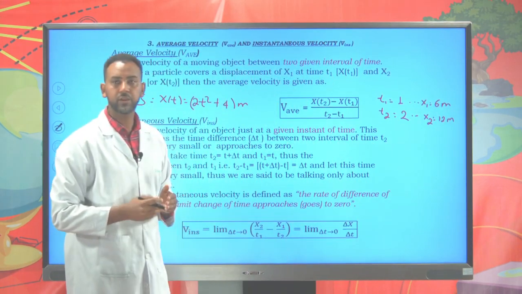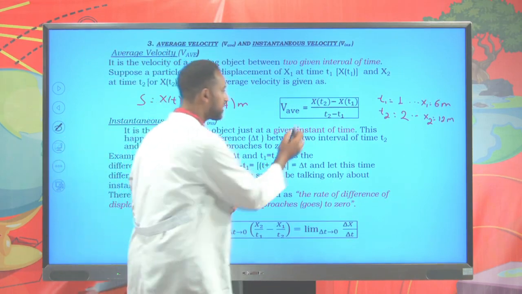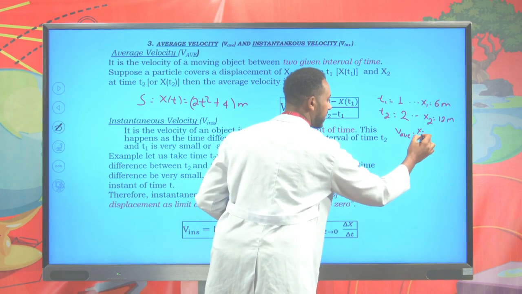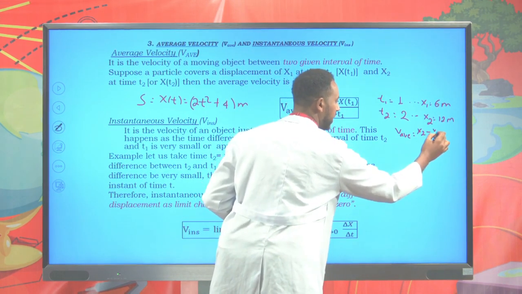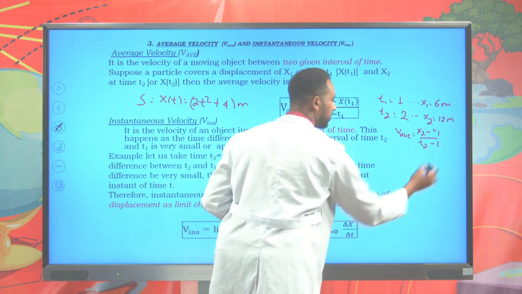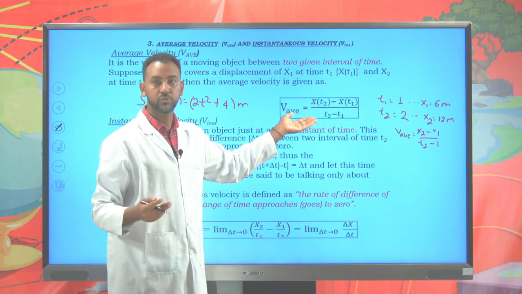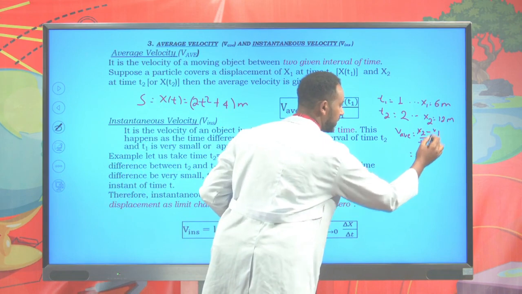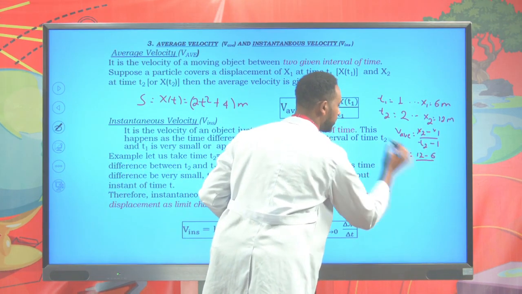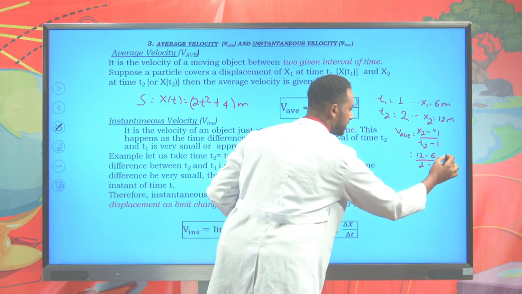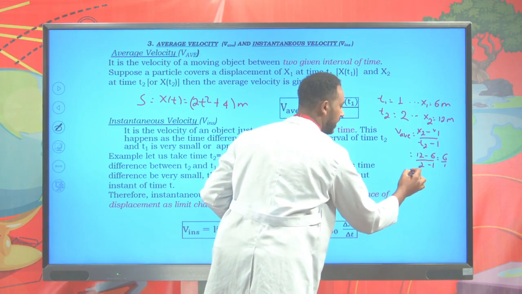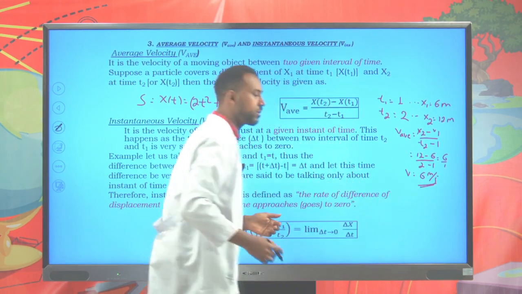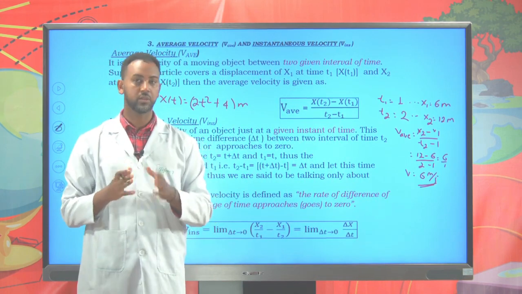Therefore, the average velocity between the two time intervals is x2, the displacement at time t2, minus x1 over time t2 minus t1. This is how we determine the average velocity. When you put 12 minus 6 over the time t2 which is 2 seconds minus 1, you get 6 over 1. Therefore, the average velocity becomes 6 meters per second. This is how we determine the average velocity between two time intervals.